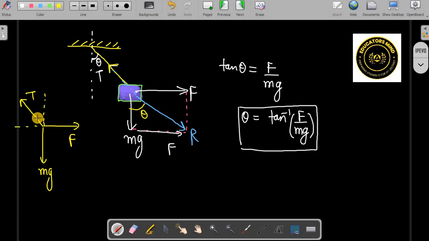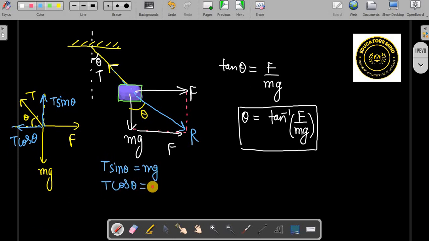Now here, because the body is in equilibrium, you can resolve any of the forces along any direction. Let's say here we are taking the x-axis and y-axis. So tension can be resolved. This side will be tension cos theta, and this side will be tension sin theta. So tension sin theta will balance mg, and tension cos theta will balance F.